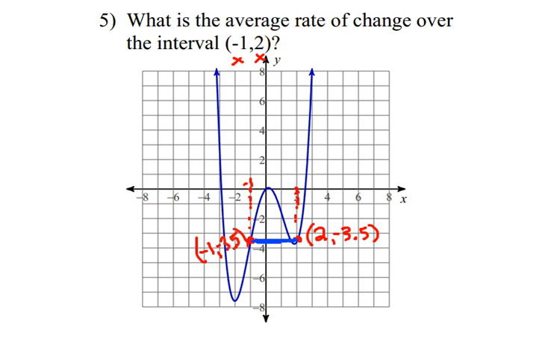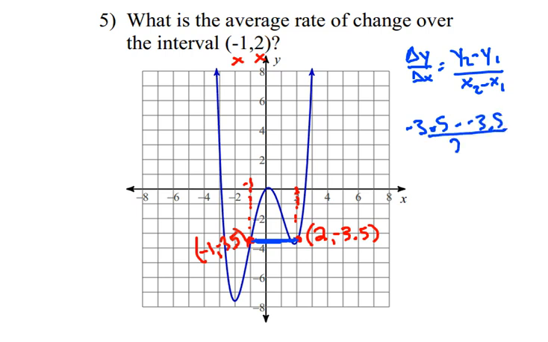But if we just went straight from point A to point B here, what would the rate of change be? How much would the y values change as the x values changed? That's just y2 minus y1 over x2 minus x1. So we've got -3.5 minus -3.5 over 2 minus -1. It's 0 over 3, which is just 0.